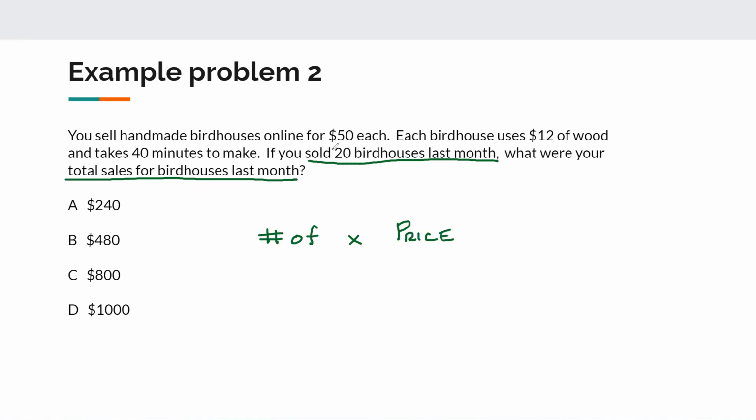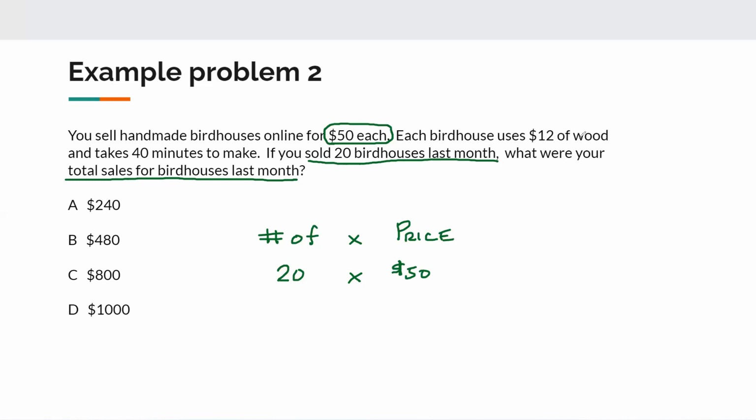So from our problem here, we can see that we sold 20. And what was the price? Well, up here, we can see in our very first sentence, we sell them for $50 each. So let's multiply those by our price of $50. And let's look at the rest of our problem here and see if there's anything else we need.